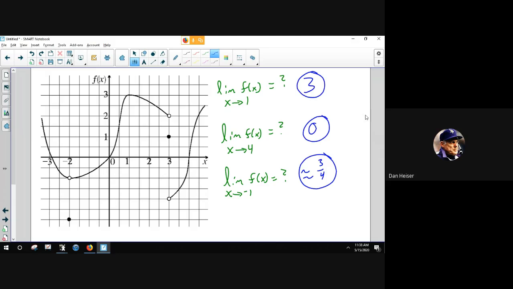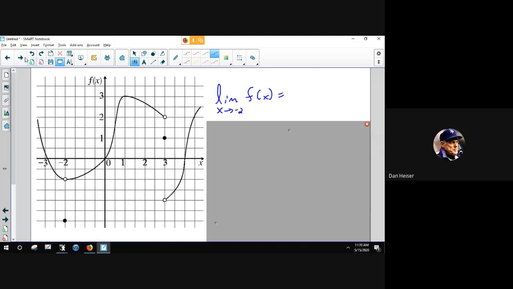That's finding limits from a graph. We just follow the path, go towards the x value that we want, and what is the y value? What is f of x approaching? What is the y value approaching? A couple more. Same graph. Limit of f of x as x approaches -2.